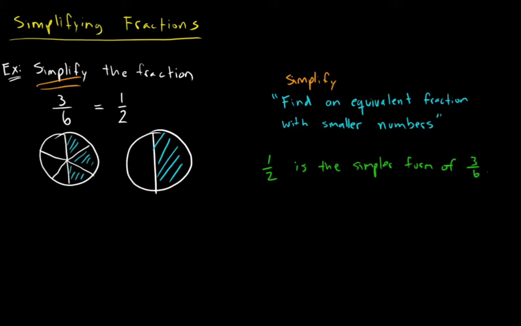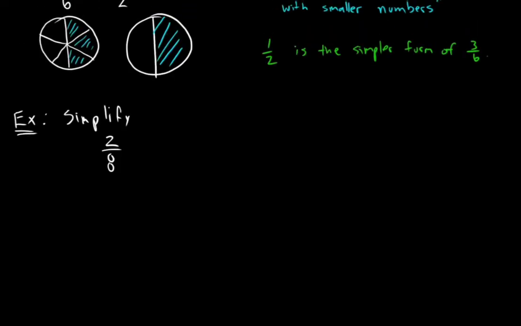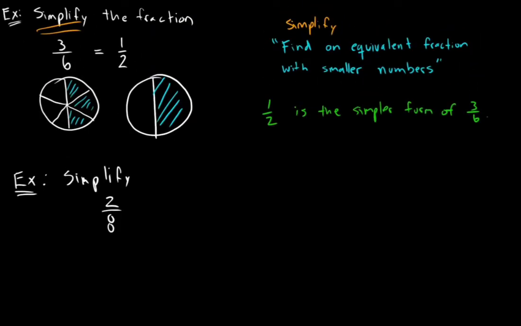All right, let's try another example of simplifying fractions. It's pretty simple. You're just looking for another fraction, except that it has to be equivalent with these smaller looking numbers. So simplify. Let's go with 2/8, right? Here's 2/8. Here's the definition there. Simplify 2/8. So one thing we can do is start off by drawing 2/8. So let's see, here's a circle, 2/8.